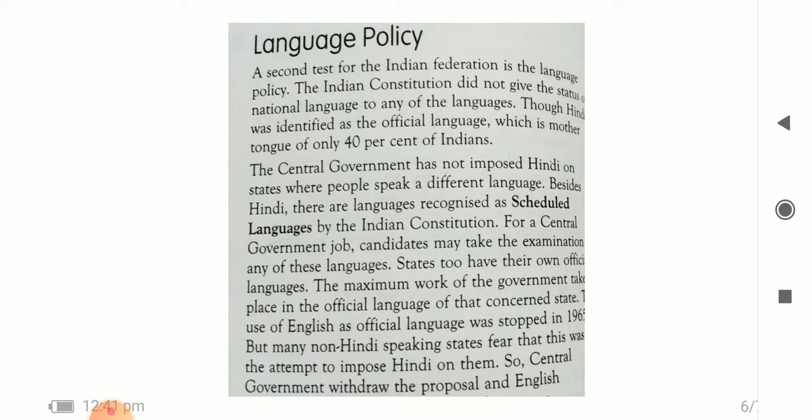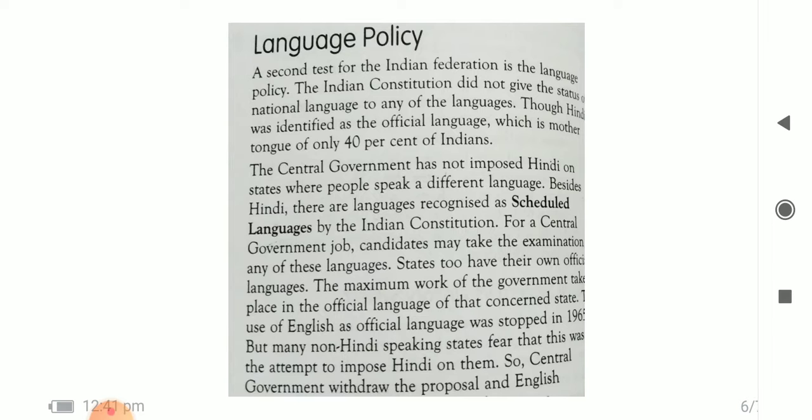Besides Hindi, there are 22 other major Indian languages recognized in the 8th Schedule of the Indian Constitution. A candidate in any examination conducted for the central government position may opt to take the examination in any of these languages.